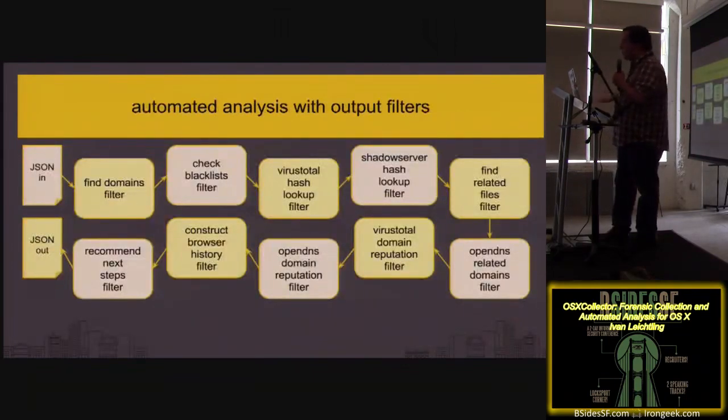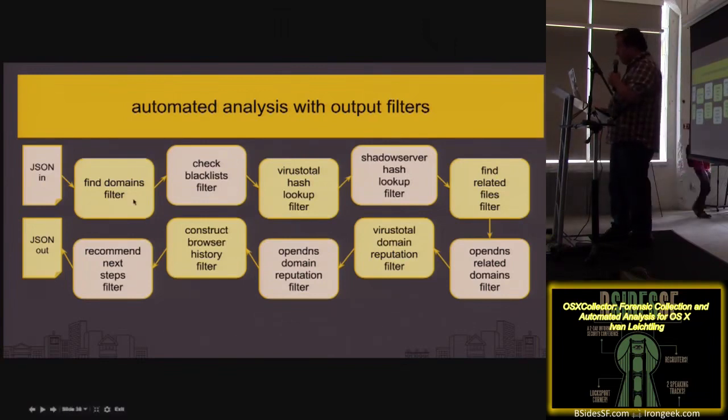So we built this tool chain for OSXCollector analysis, and it's all open sourced with the collector. Basically, we have this pipe and filter model where we can chain all these different filters together, and each filter does one thing with the data. We say, okay, we have some data. Hey, filter, do one thing.